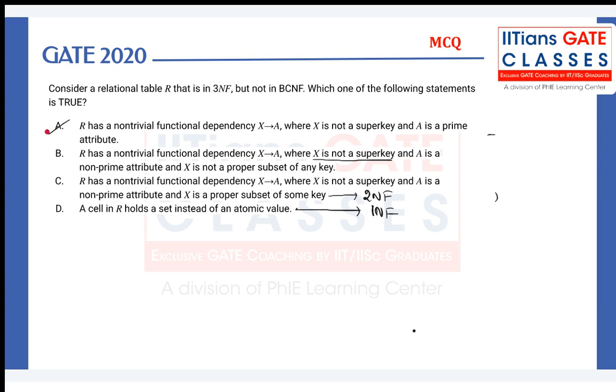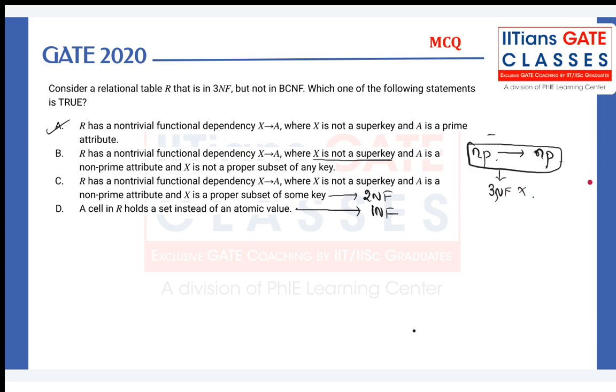Why should A be a prime attribute? If A is not a prime attribute, then there could be a case that here I have a non-prime attribute as well. And if this dependency is there, then the table is not in 3NF. I was not able to find a concrete example. I'm trying to explain it to you like this.